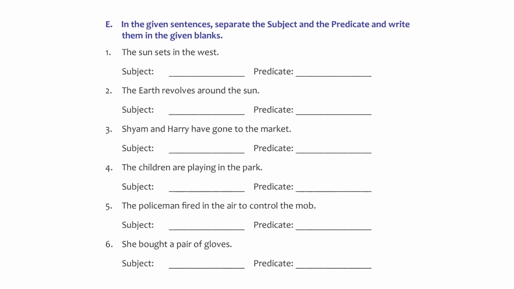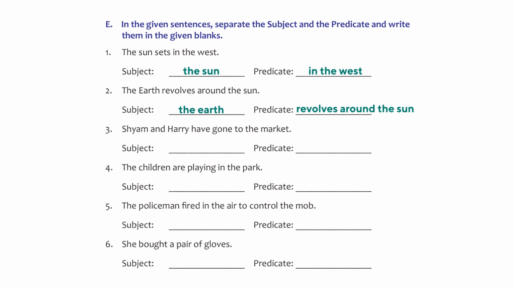Now let's go on to the exercise section that's given below that and try and see what is the subject part and what is the predicate part. 1. The sun sets in the west. What is this sentence talking about? The sun. So that's the subject. Subject is the sun. Predicate is the rest of the sentence, sets in the west. 2. The earth revolves around the sun. The subject is the earth. Predicate is revolves around the sun.